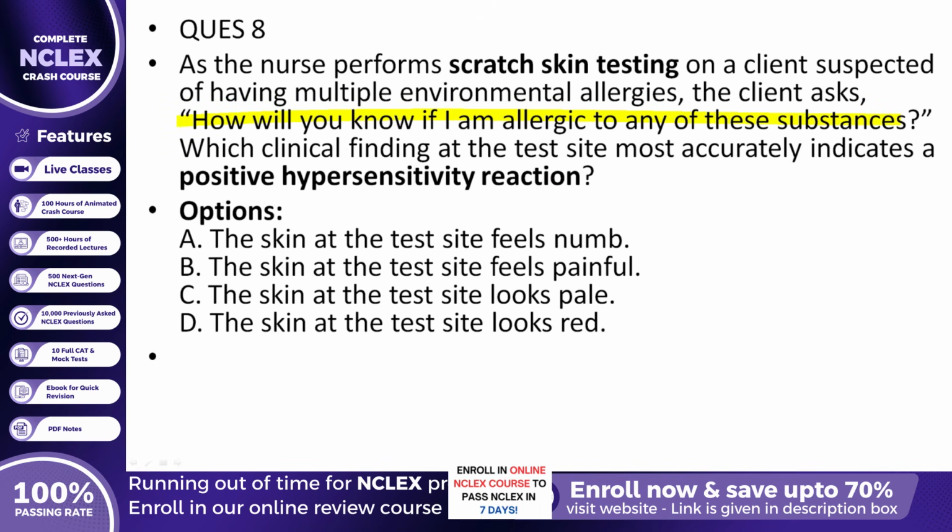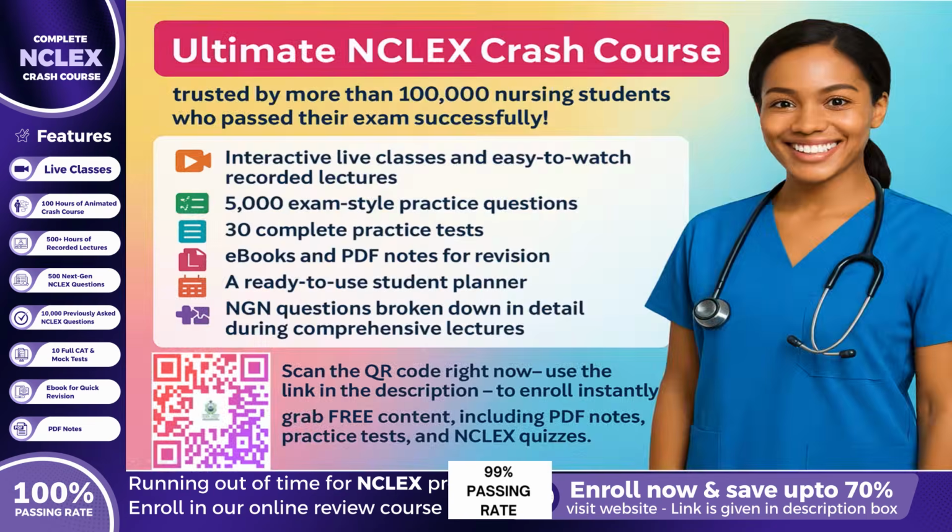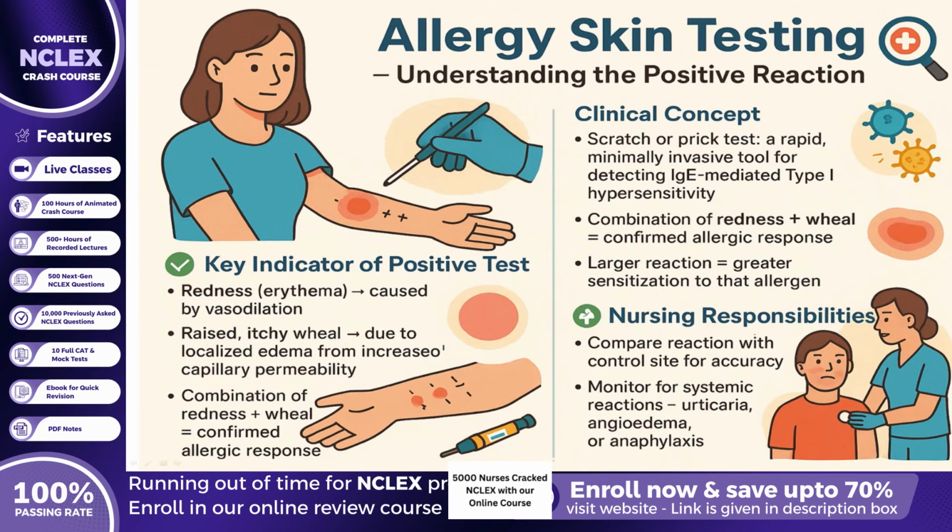Now let us carefully go through the options together. Option A says the skin at the test site feels numb. Option B states the skin at the test site feels painful. Option C mentions that the skin at the test site looks pale. And finally, Option D indicates that the skin at the test site looks red. The correct answer is Option D, which says that the skin at the test site looks red. Now, here's the detailed explanation behind this finding.